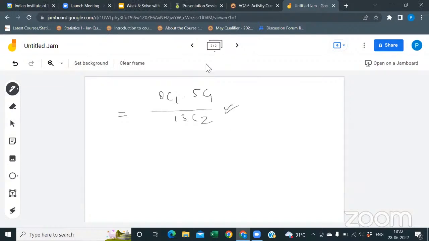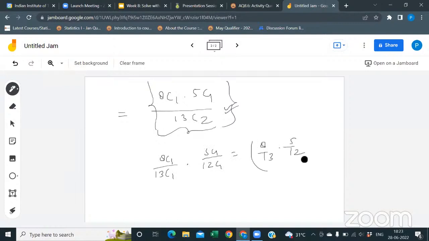Is that the correct answer, sir? Actually, I want to know your opinions. Sir, what do you think? Sir, my opinion is 8C1 by 13C1 into 5C1 by 12C1. No, you are doing 8C1 by 13C1 into 5C1 by 12C1, so it is the same as 8 by 13 into 5 by 12. Okay.